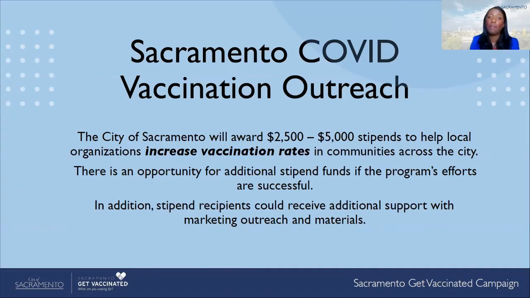Again, this program is meant to really amplify existing efforts to get folks vaccinated. We want to get folks vaccinated in low vaccination zip codes, and we will do that by awarding community-based organizations like yourself between $2,500 and $5,000. Grants will be based on completed applications. CBOs selected to participate in this outreach program may elect, based on availability of funds and the results of your efforts, to receive additional resources and funds to help scale up your efforts.